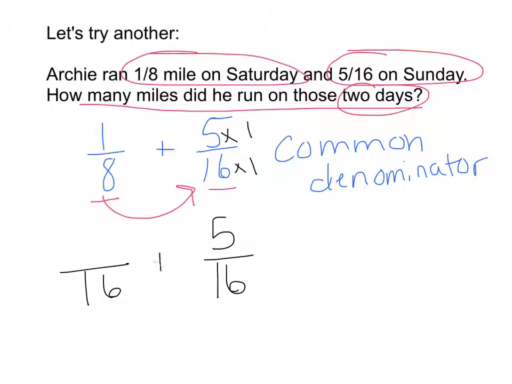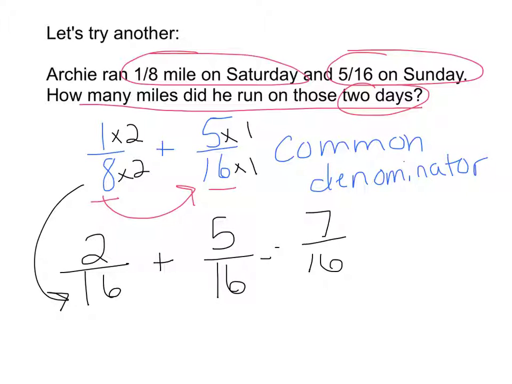So this becomes 5/16. Now I want to change my first fraction. In this case, it's 1/8. I'm going to multiply it by 2 in order to get 16. Whatever I multiply my denominator by, I have to multiply my numerator by. So 2/16 plus 5/16 equals 7/16. So I know that Archie ran 7/16 of a mile on both Saturday and Sunday.